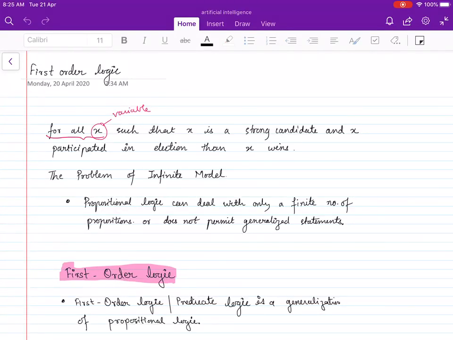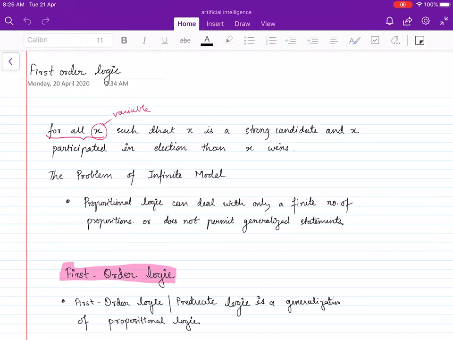Today's topic is first order logic. There were many problems in propositional logic, therefore we moved to first order logic. The problem with propositional logic was that it can deal with only a finite number of propositions or does not permit generalized statements.